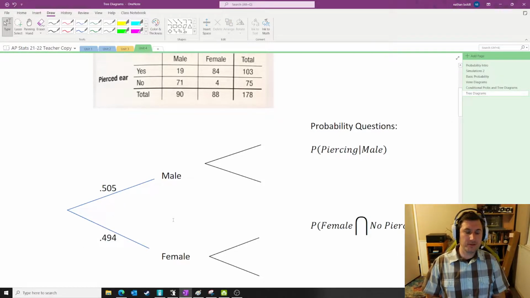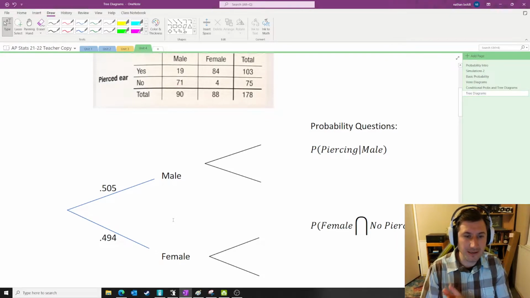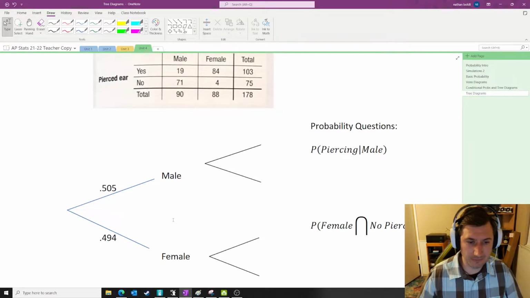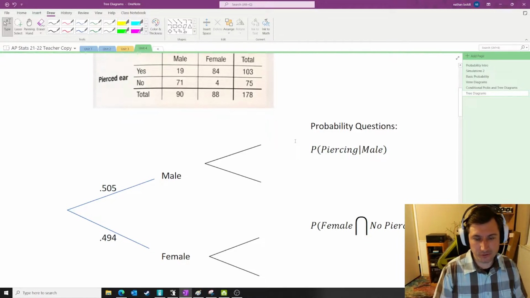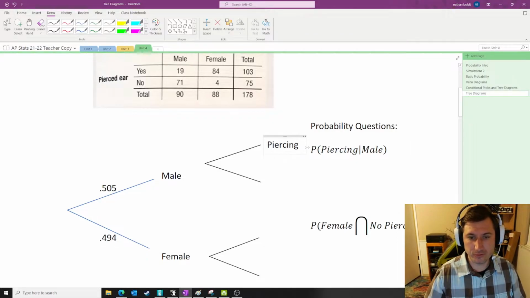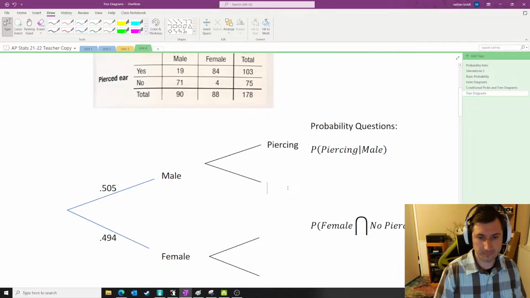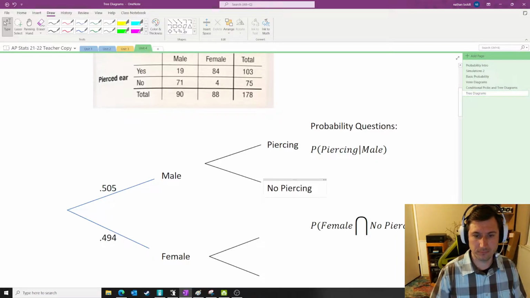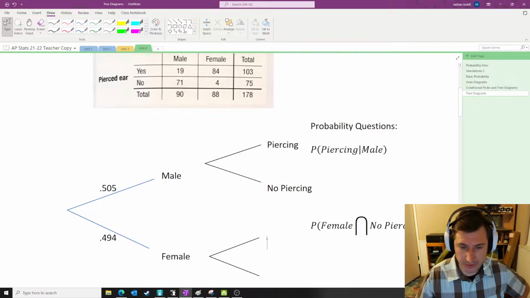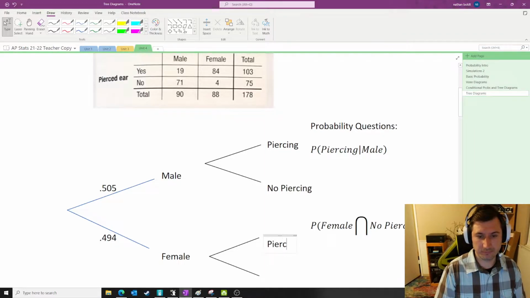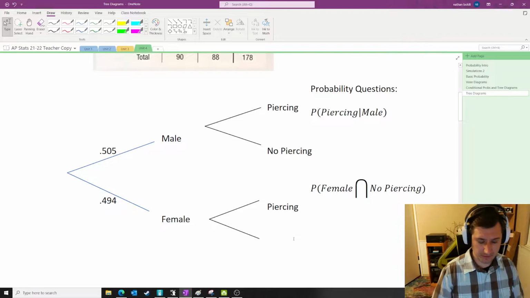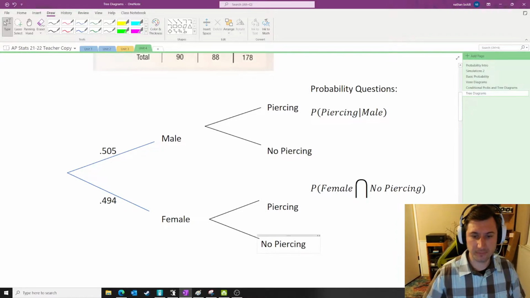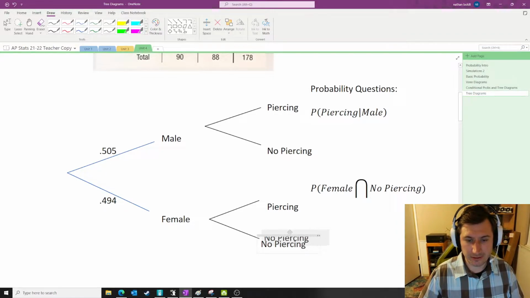All right, so now we've broken up by the first variable. Now it's time for the second variable. So now we're going to take all the males and break them up into those who have a piercing and those who do not. And we'll do the same thing for the females. Piercing and no piercing. But now we have to calculate these probabilities.